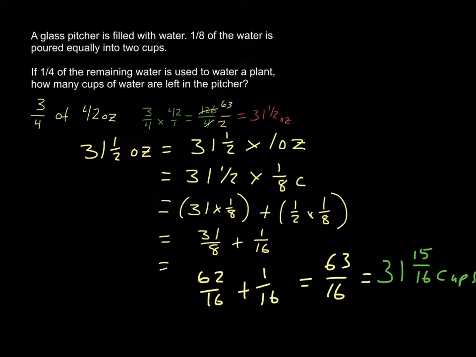And then we can simplify, and it should be 3, not 31, and 15/16 of a cup. There you go. 3 and 15/16 of a cup is how much is left in the pitcher.